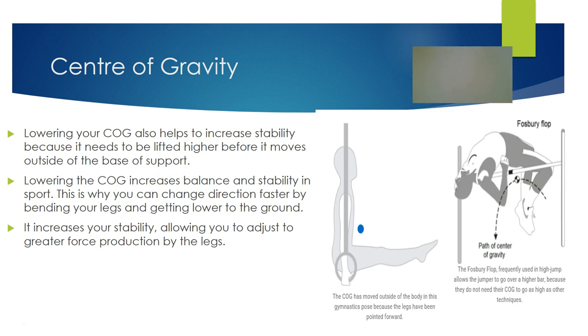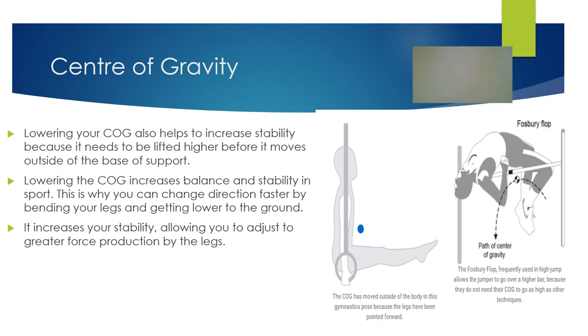Let's have a closer look at the center of gravity. So lowering your center of gravity also helps to increase stability because it needs to be lifted higher before it moves outside the base of support. So lowering the center of gravity increases balance and stability in sport. This is why you can change direction faster by bending your legs and getting lower to the ground. And that's why a lot of coaches say bend your legs.